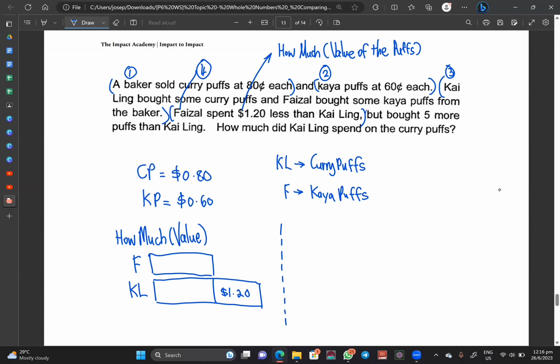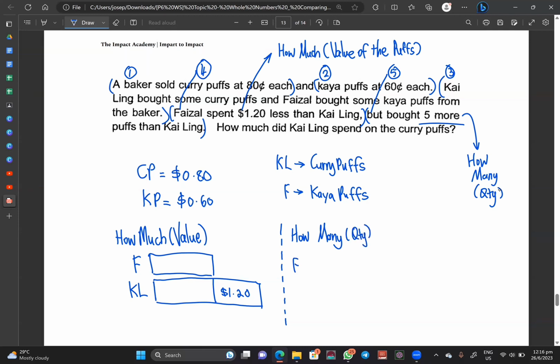The next part is sentence number 5, which says Faisal bought 5 more puffs than Kai Ling. So the word 5 more over here stands for how many. We can call it quantity. How many puffs did they buy? So we want to write down how many. Now you need to know that there is a difference between how much and how many. How much means how much do you pay, and how many means how many do you buy, the quantity. So this is the quantity. How many puffs did they buy?